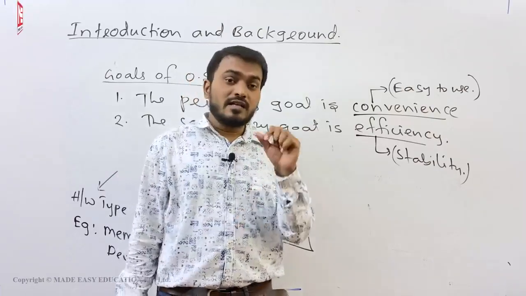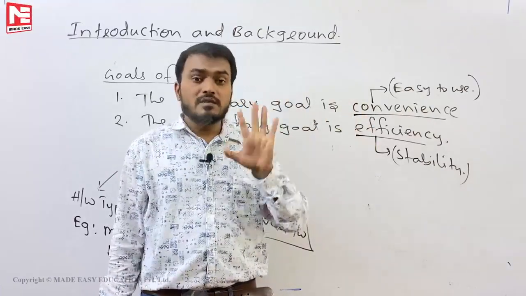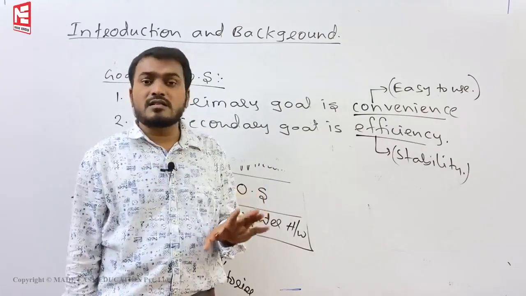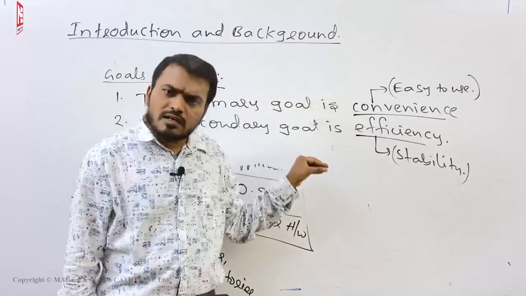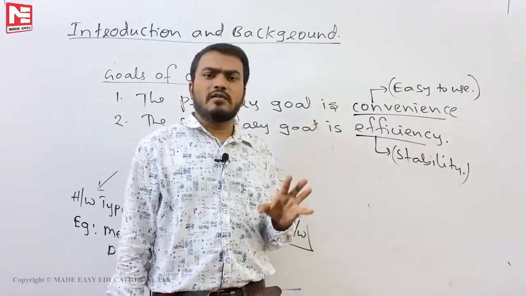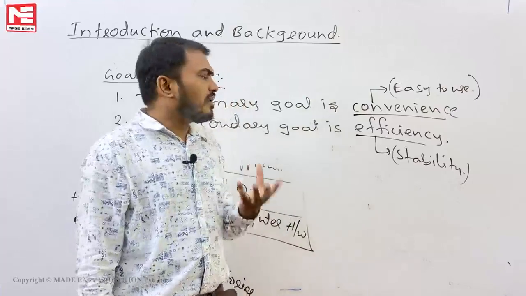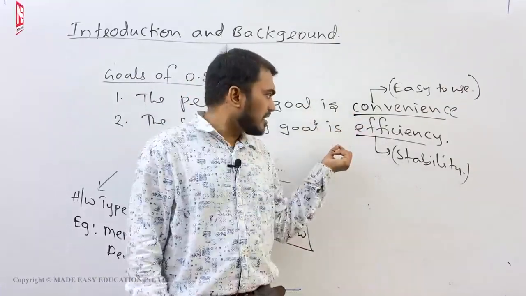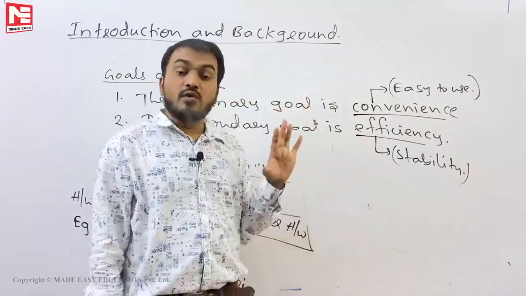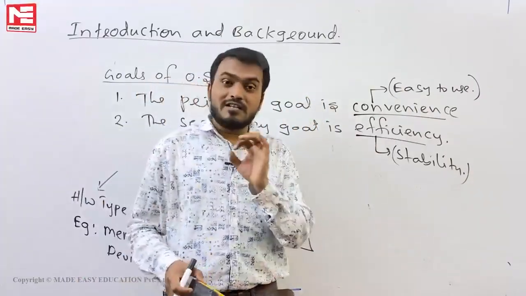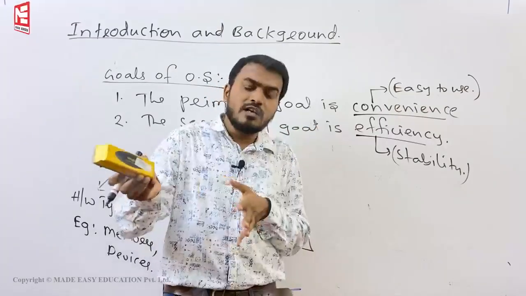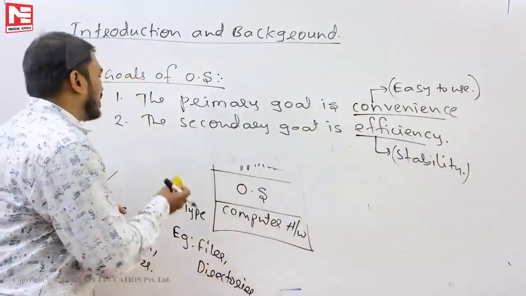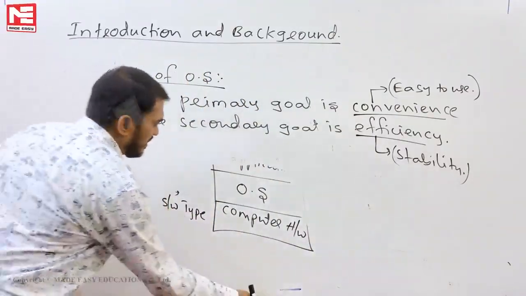And remember, here we are not talking with respect to any particular operating system. These are the general goals of operating system. So if somebody is asking what is the primary goal of operating system, you have to say convenience. If somebody asks what is the secondary goal, you have to say efficiency. In general, remember our course is general concepts of operating system. We are not talking with respect to Windows or Unix. So that is goals of operating system.